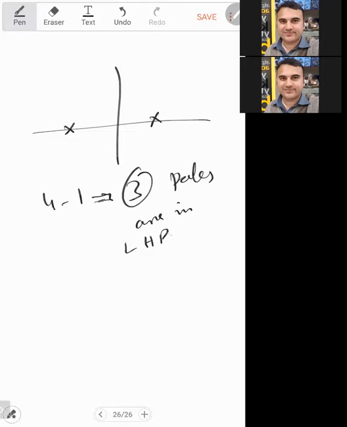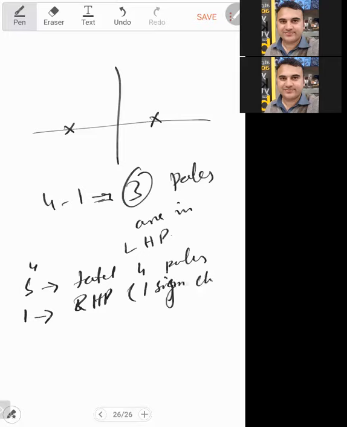So in total, how many poles do we have? The power of S, the order of S, is 4. So in total we have 4 poles. One is in the right half plane because we have the auxiliary polynomial and we have only one sign change. So one pole is in the right half plane, so the rest, 3, are in the left half plane. So we have 3 poles.